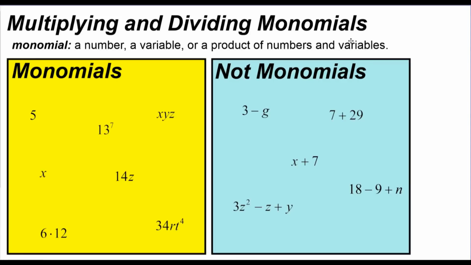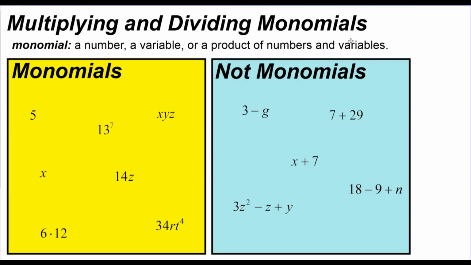Now that we've talked about exponents and powers, both positive and negative exponents, we're going to start performing some operations with these expressions that contain exponents. We're going to talk about multiplying and dividing something we call monomials. And a monomial is simply a number, a variable, or a product of numbers and/or variables.